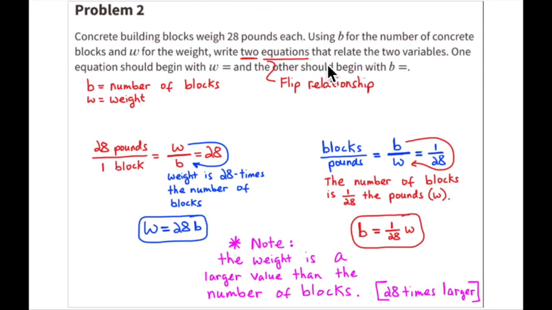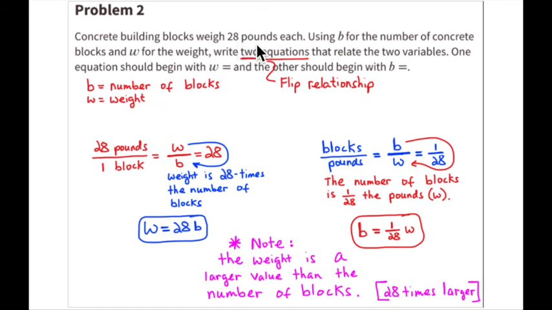And it says write 2 equations. So when you see that, write 2 equations, think about flipping the relationship. If you start out that way, you'll never get it wrong. You'll be able to see what those 2 equations are going to be. One of the equations should begin with W, the weight. So you're calculating how much weight there is given a certain number of blocks. And the other one should begin with B, the number of blocks given a certain amount of weight. So B is the number of blocks, W is the weight.